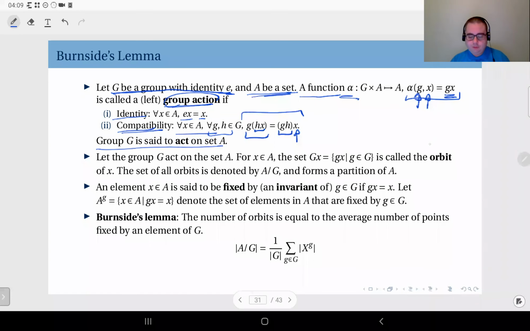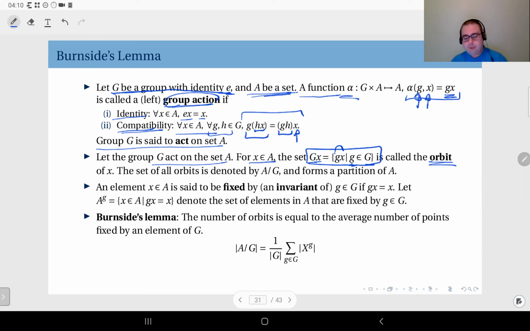Now we have the definition of a concept called orbit at this point. Let the group G act on set A based on the definition we have given earlier. For an element x in set A, the set defined in this way is called the orbit of the element x. So let's look at what this set is. Gx, this is how we denote it. And it is the set of elements in the form of gx, where this small g is a permutation in set G.